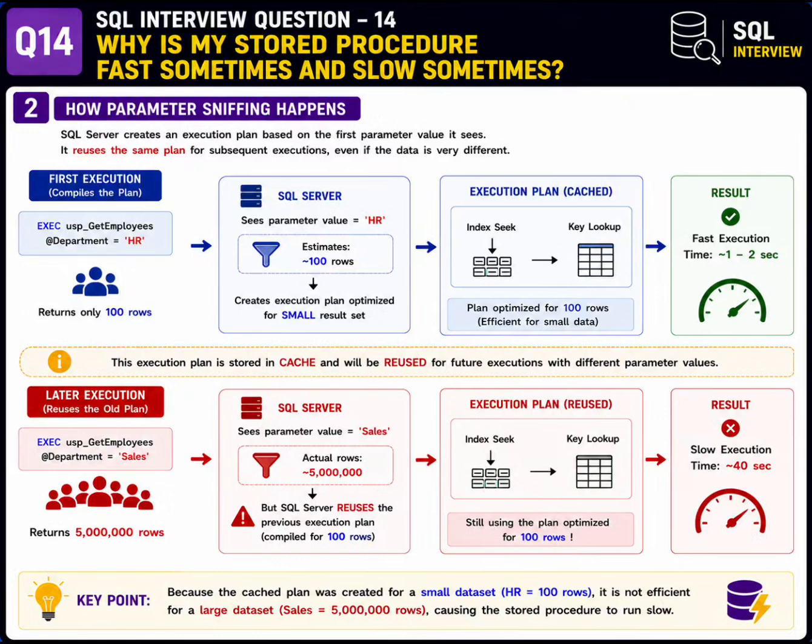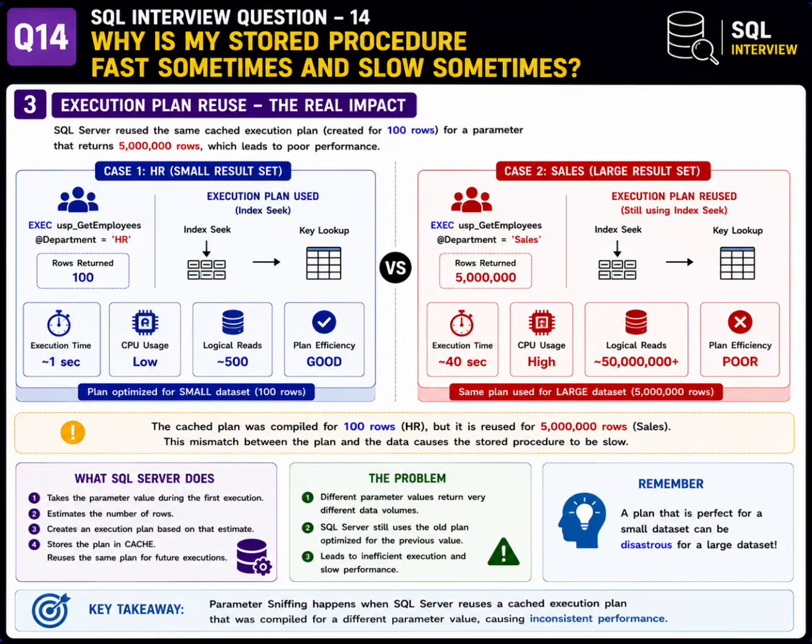This time there are nearly 5 million rows. Then what happened? SQL Server still uses the same execution plan that was created for the HR department. Instead of choosing a better plan like a scan, it continues using the old plan. As a result, CPU increases, logical reads increase, and execution time jumps from 1 second to nearly 40 seconds. The problem is not the stored procedure. The problem is execution plan reuse.